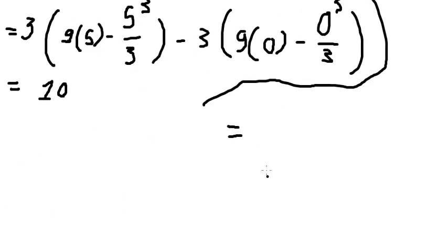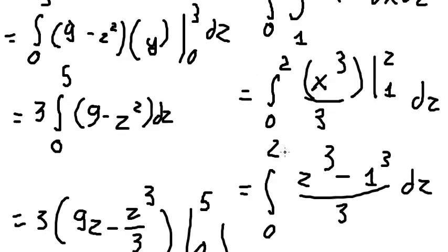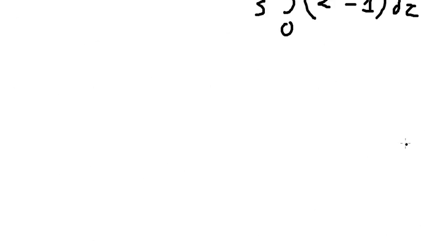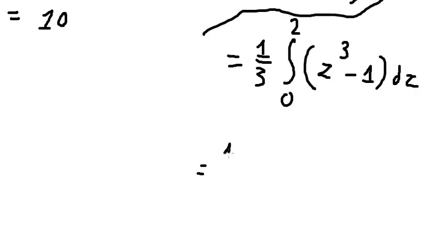So at number 3, I will put outside. And we have the integration from 0 to number 2. And we have z to the power of 3 minus 1. And now we have the final answer.